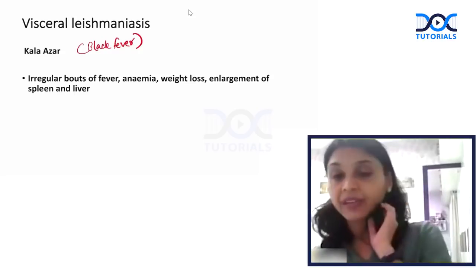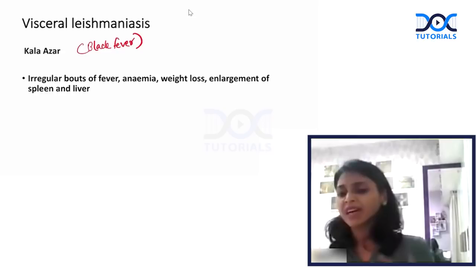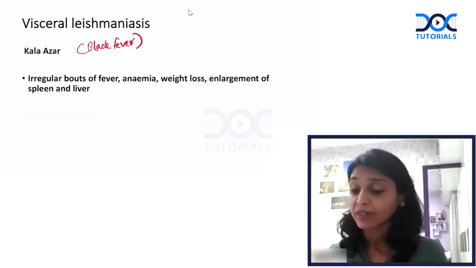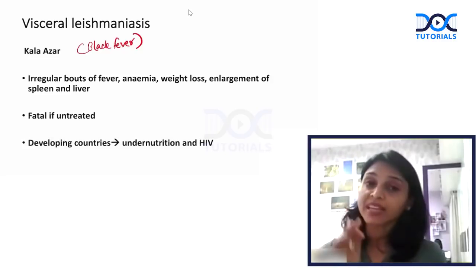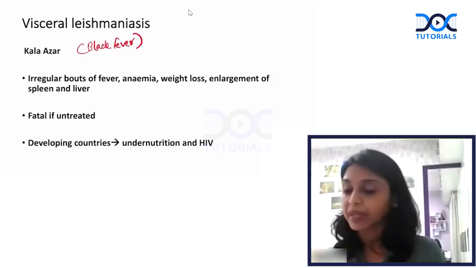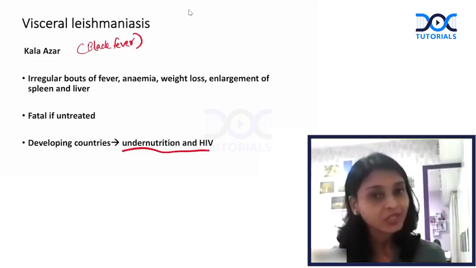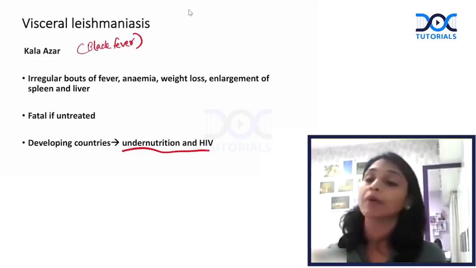And like it is mentioned in the question, you get fever, anemia, weight loss, enlargement of spleen and liver, and if untreated, it can be fatal. This mostly exists in developing countries like India because we have a lot of undernutrition, HIV, and immunocompromised conditions.